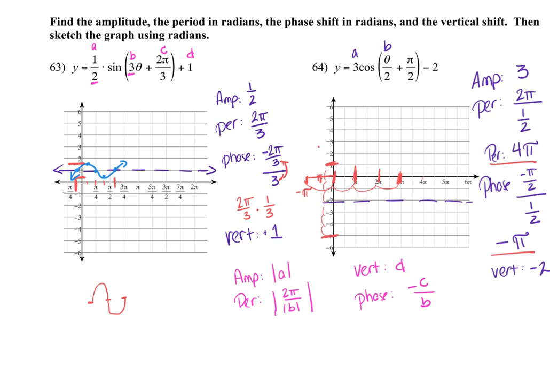Remember, for your cosine, you start at your high, you go to your middle, then you go to your low, back to your middle, and up to your high. That's what that standard one looks like. So if I start at my high, remember this is my middle, my high then is right here. I go to my middle, I go down to my low, back to my middle, and back up to my high. So that one's going to look something like that.